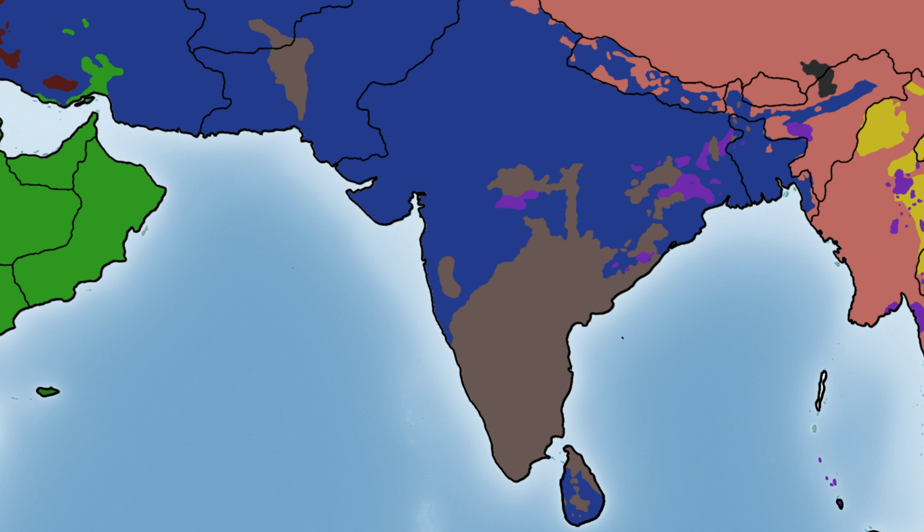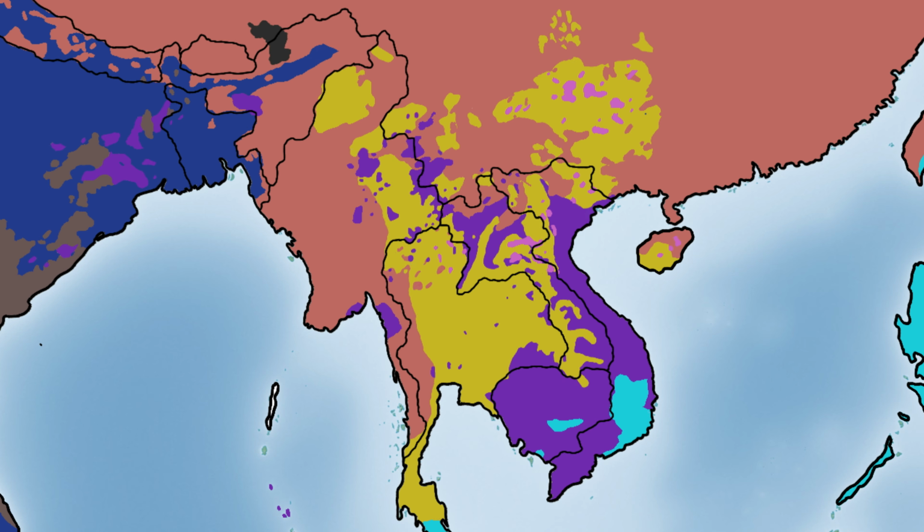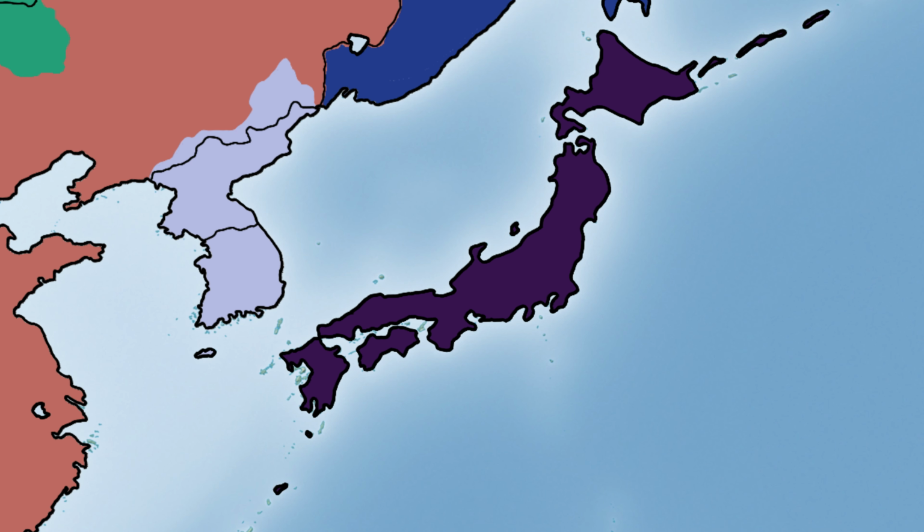Now I will quickfire through a few more families, saying the color, name, and the most famous language. In yellow, Tai Kadai, with Thai. In purple, Austroasiatic, with Vietnamese. In light purple, Koreanic, with Korean. In dark purple, Japonic, with Japanese.